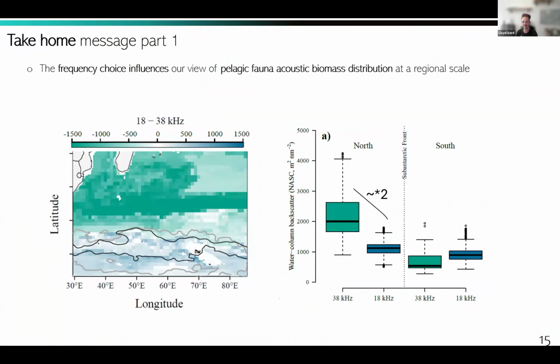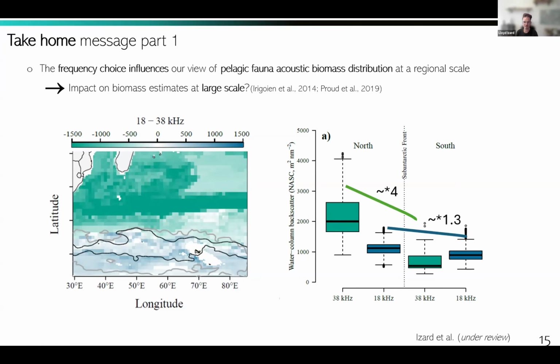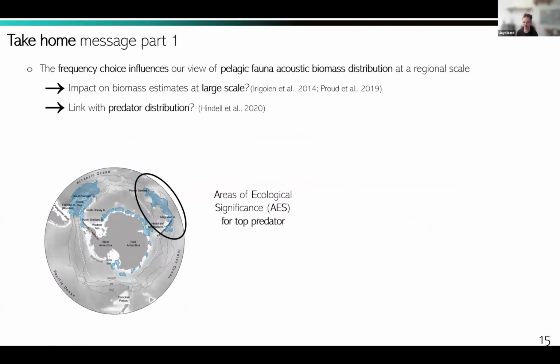2 times more acoustic biomass at 38 kilohertz in the northern region compared to 18 kilohertz. But the differences can be even more important across the subantarctic front at 38 kilohertz, where you observe more or less 4 times more backscatter to the north, while the difference between the 18 kilohertz backscatter in both regions is quite marginal. We don't know yet what impacts these differences could have on biomass estimates at a large scale, but that's something we could and should investigate further, I think.